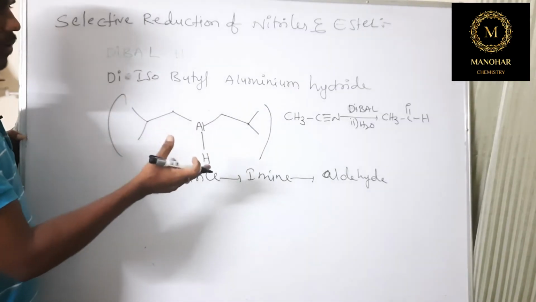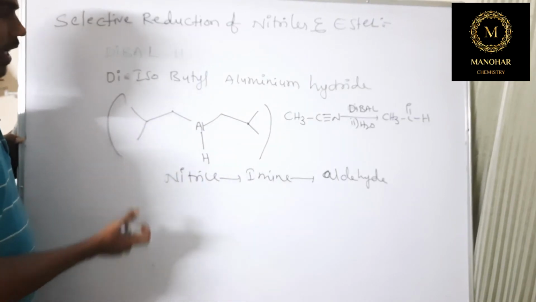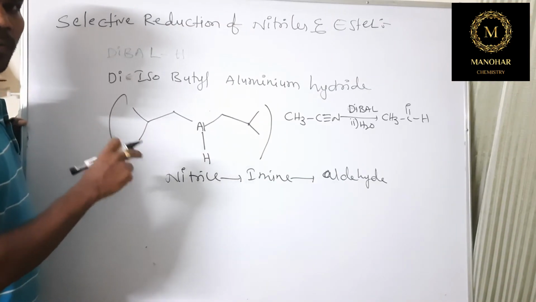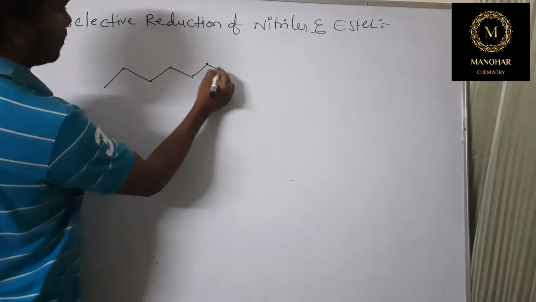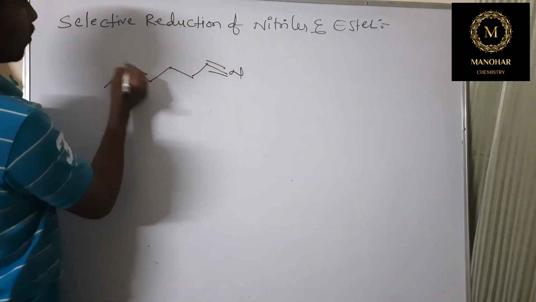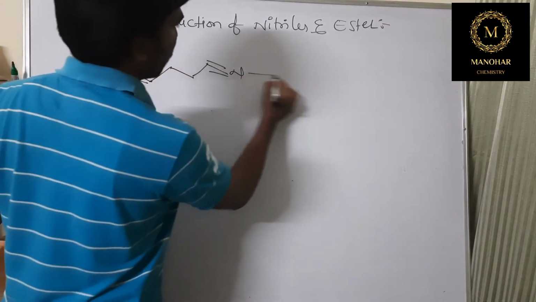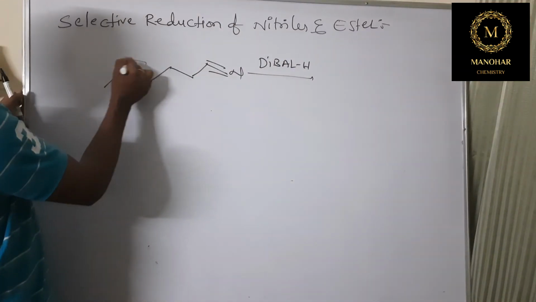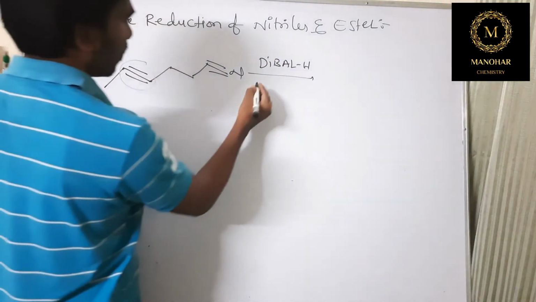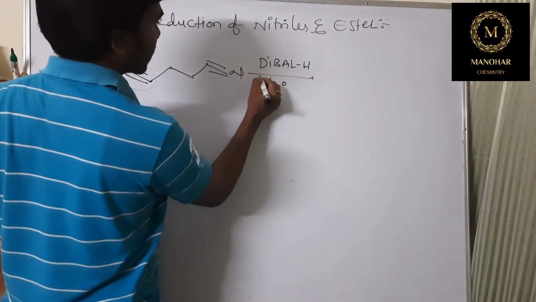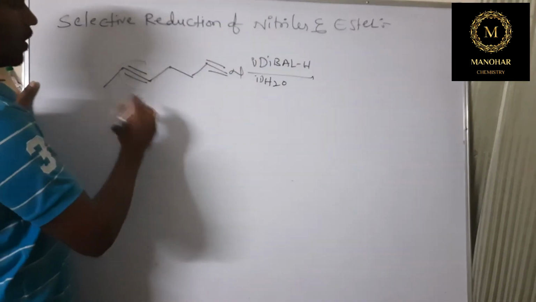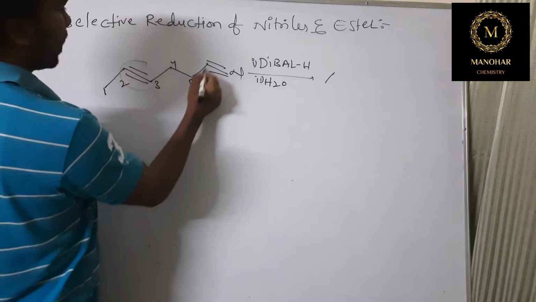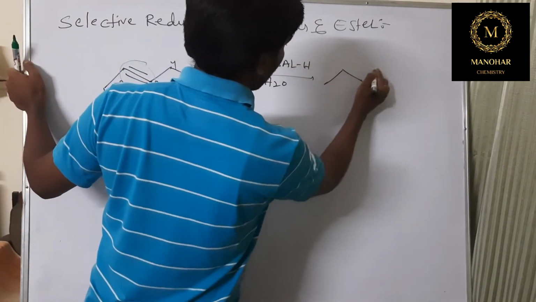So in the case of DIBAL-H also, it is not going to disturb the double bond and triple bond. If any unsaturated nitrile is there, it is not going to disturb the double bond and triple bond. So the compound is having a double bond here, a triple bond is there. When this compound is reacting with DIBAL-H, it is not going to disturb this double bond or this triple bond. Followed by hydrolysis in the second step. First step will be react with this one, so it is going to form imine here again. So how many carbons are there here? 1, 2, 3, 4, 5, 6.